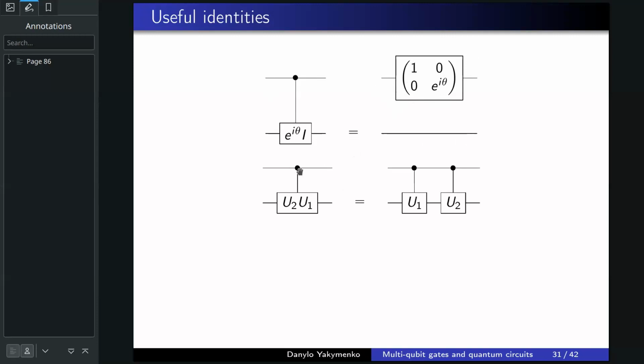If we have the controlled version of the product of two unitaries, then it is the same as the product of the controlled versions. And again, I recall that mathematically we write the product of operators in a different way than we depict them on the circuits. So the product here is different simply because of a different convention.